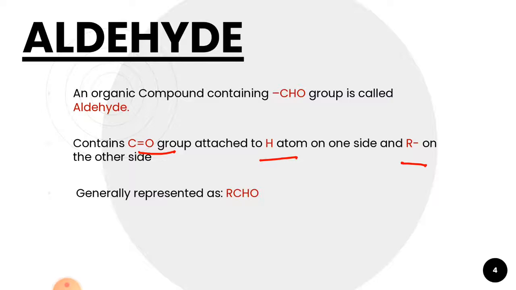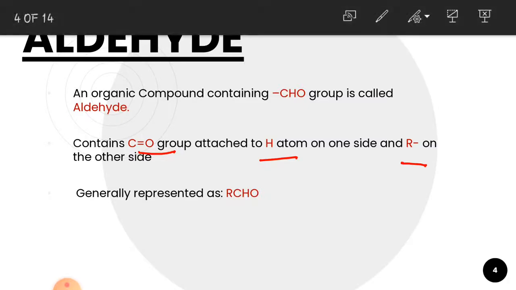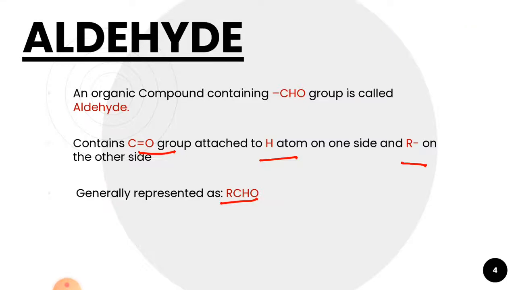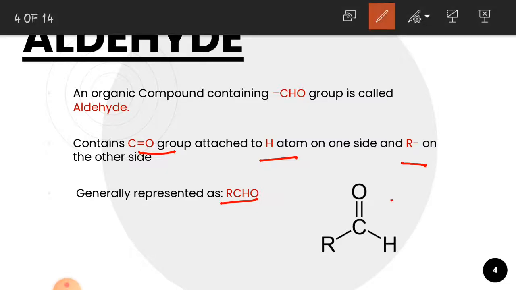Aldehydes are generally represented as RCHO. This is the condensed structural formula for all the aldehydes. You may see that this C double bond O is the carbonyl group. On one side of the carbonyl group a hydrogen atom is attached, and on the other side an alkyl group is attached.